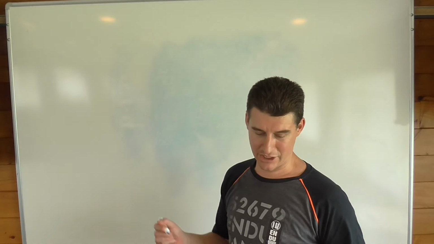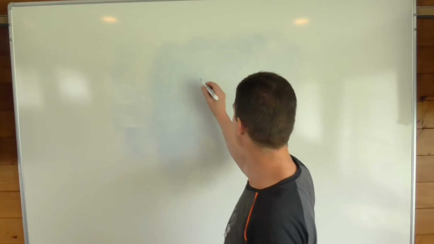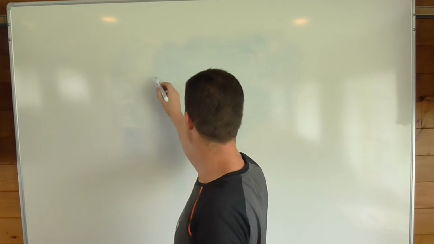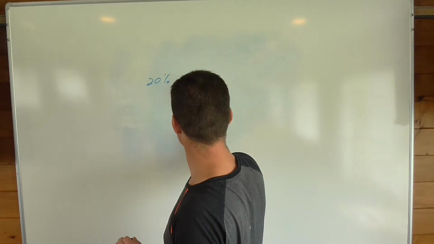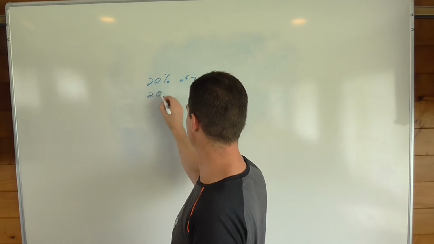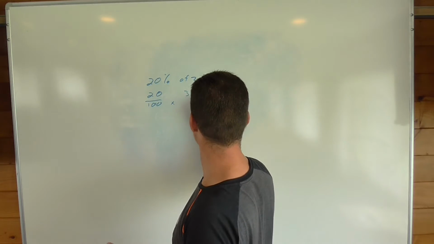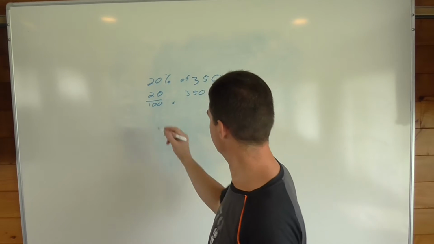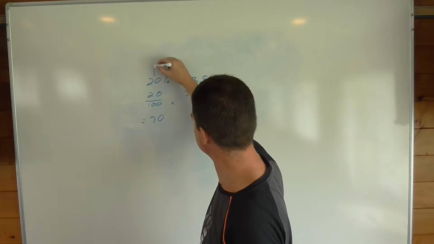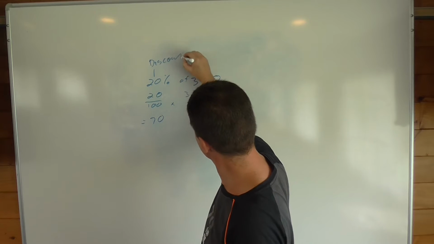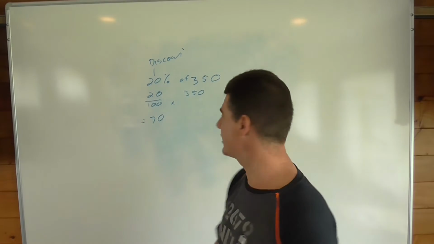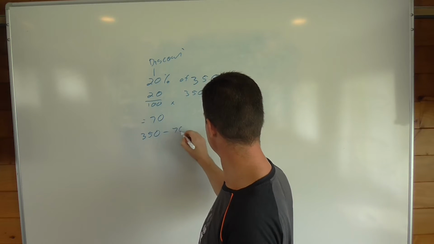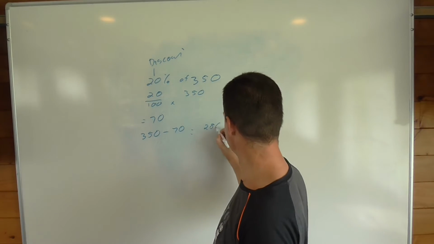So in other words, the item costs 350 Rand, but she's getting a 20% discount of that. So that'll be 20 out of 100 multiplied by 350. Do your maths there and you get an answer of 70. Remember, 20% is the discount, so she's getting 70 Rand discount. So she will pay 350 minus 70, and that gives you 280.